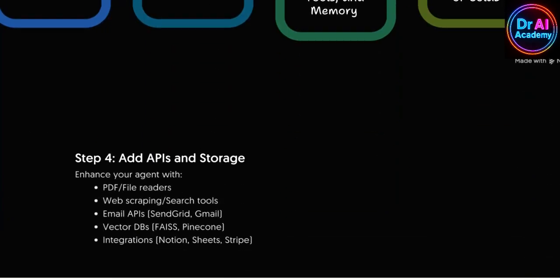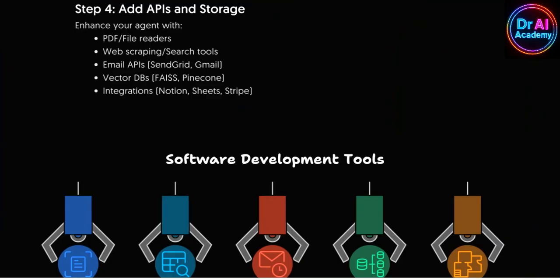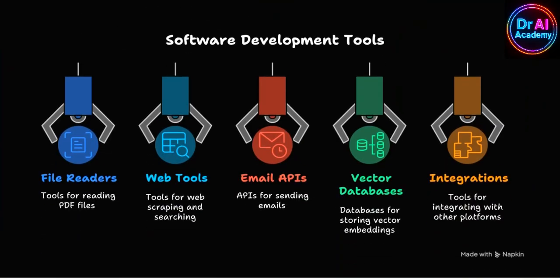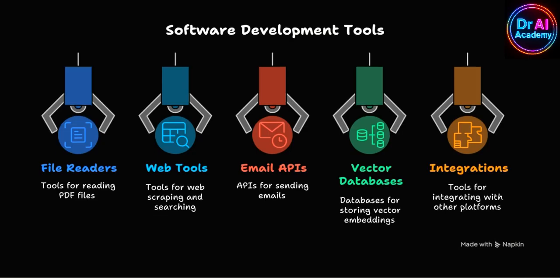Step 4. Add APIs and storage. Bring your agent to life with PDF and file handling, search or web scraping, email APIs, Gmail, SendGrid, database or vector memory, FAISS, Chroma, Pinecone, external services, Notion, Google Sheets, Stripe. Use tools to connect your agent to the real world.